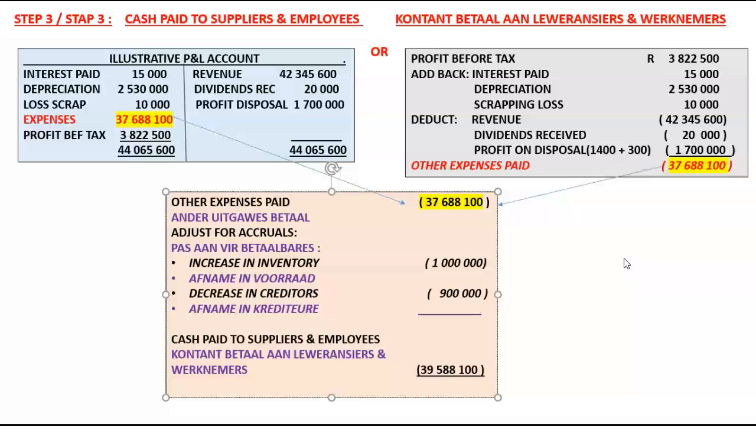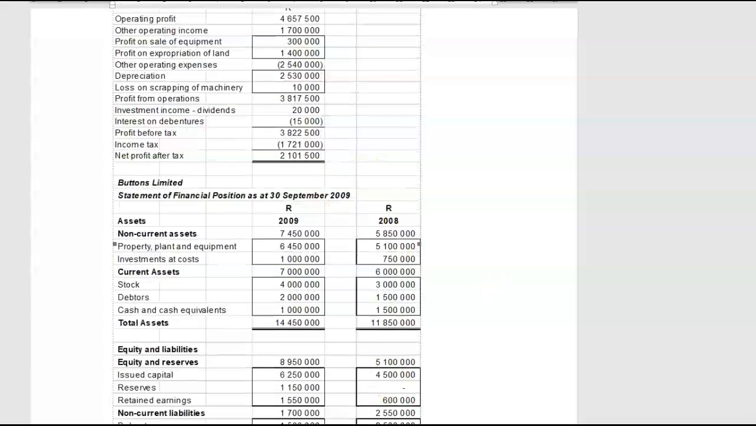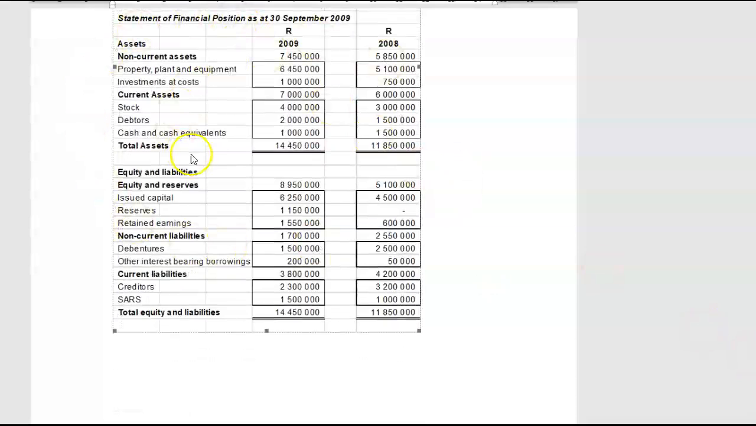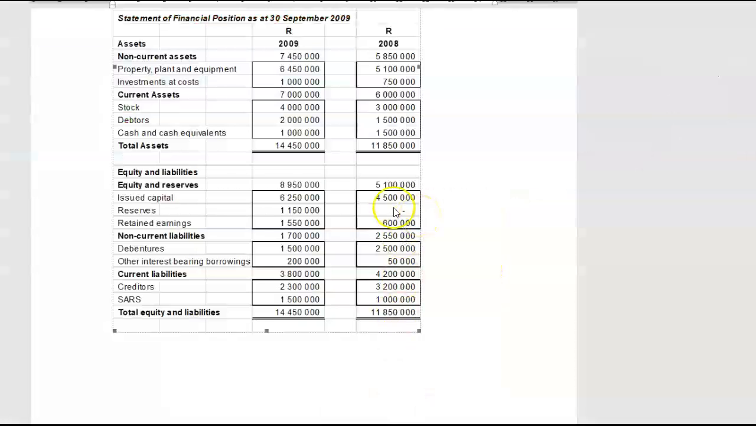Now, we have to adjust all those expenses for the accrual principle, but we're busy with expenses. So if we go to our statement of financial position, we are going to pick up everything lying in the statement of financial position that has something to do with expenses. Inventory, I buy inventory, so that is expenses. There was an increase of inventory of R1,000,000. That R1,000,000 represents a cash outflow. Why? Because I invested more in inventory. I haven't sold it as yet. My inventory levels have just increased.